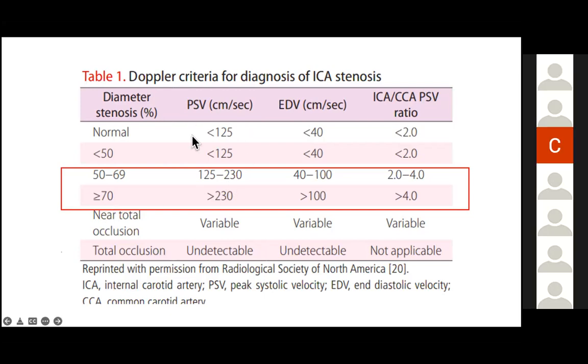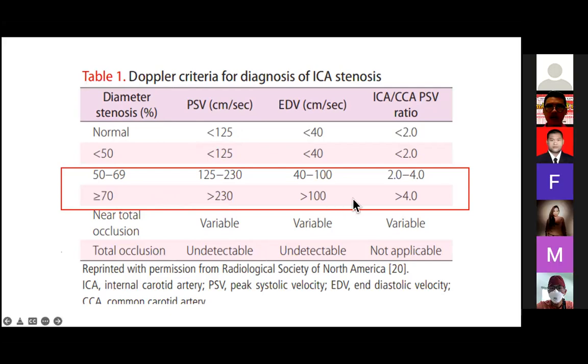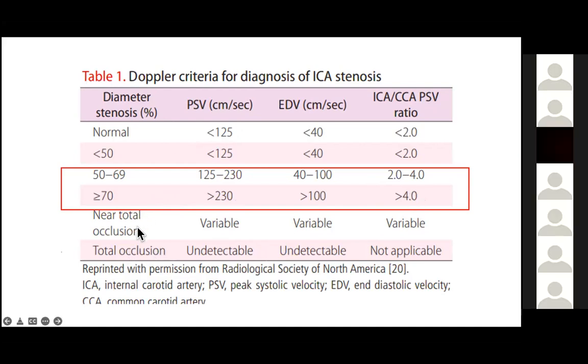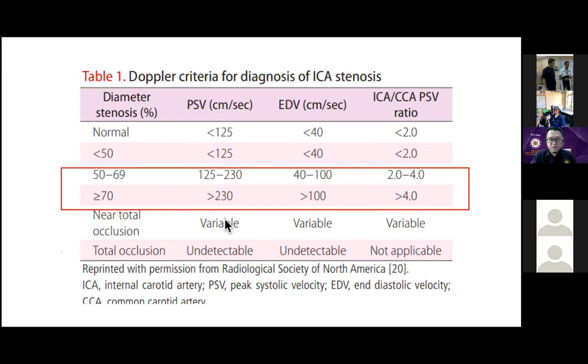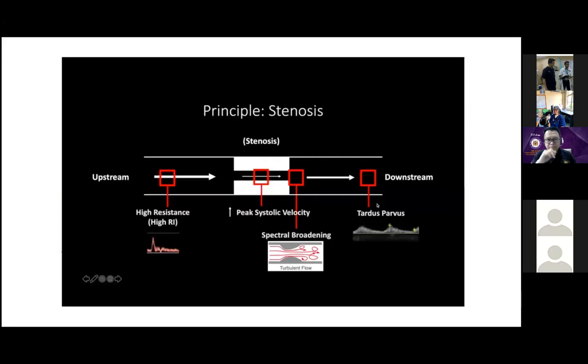So of course the PSV normal should be 125, but just focus here, 230 cm per second, and the ICA/CCA ratio should be more than 4. Otherwise, basically near total occlusion, total occlusion. Of course, they have other scoring systems, if not mistaken, but the one that I mentioned, we use here the Radiology Society of North America criteria. Whatever you use, the scoring doesn't matter.